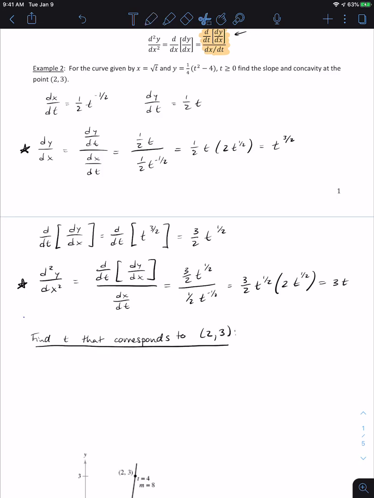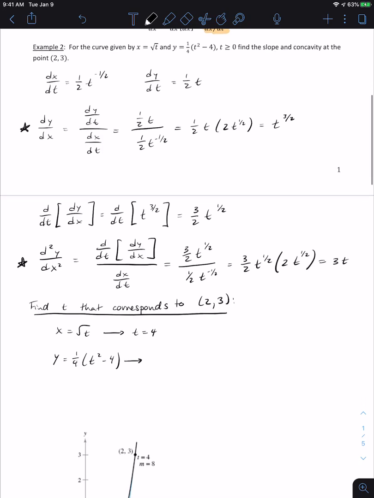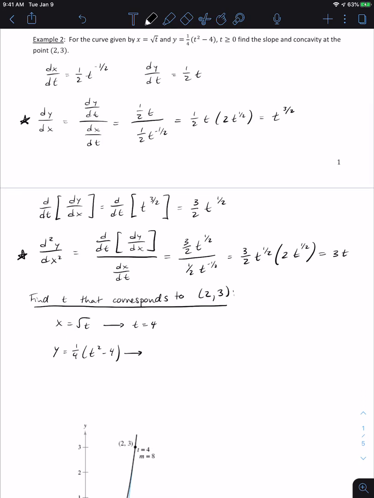Right? So let's look at my x and y equations. My x equation says x equals the square root of t, right? So what t value do I need to put in there to get x equal to 2? t equals 4 would give me x equals 2. And you notice that if I looked at this one, which is 1/4 t squared minus 1, it should also work for this. If I plug in t equals 4, I should get 3. Notice I get 4 squared is 16 minus 4 is 12, divided by 4 gives me 3, which is the exact value that I want. So again, t equals 4 is our key.